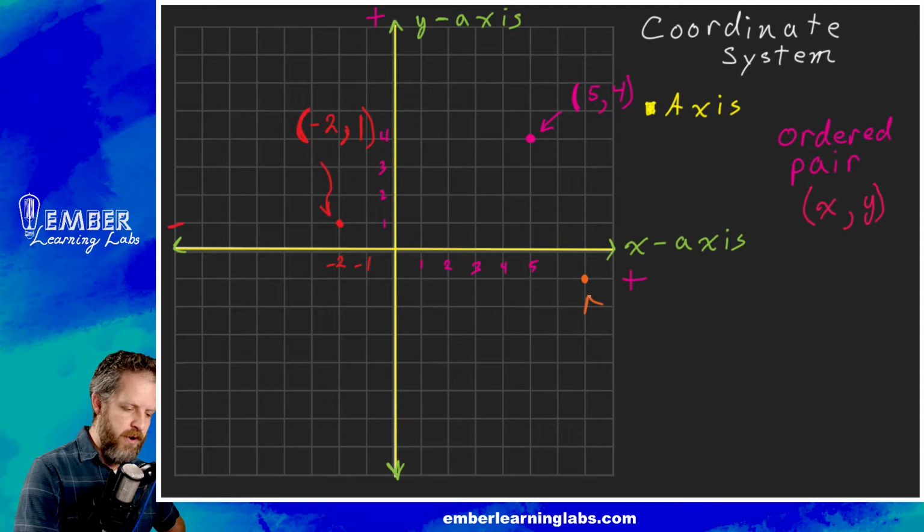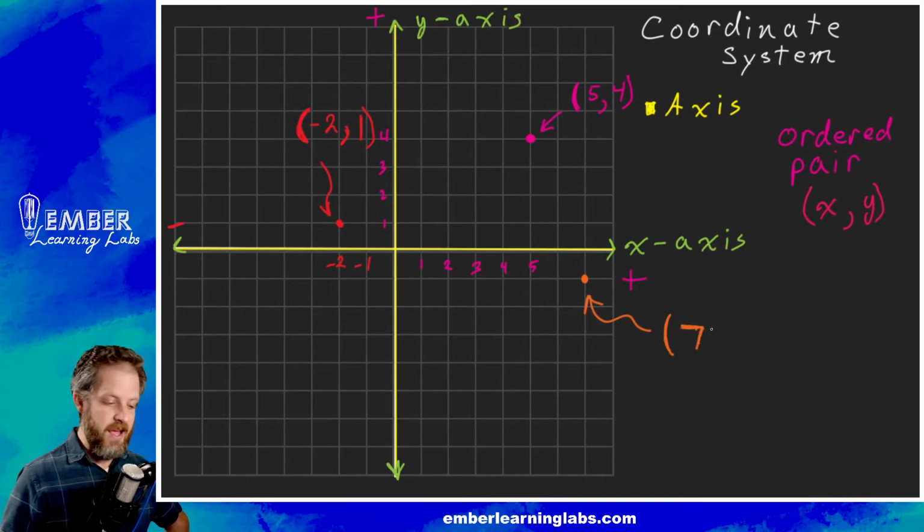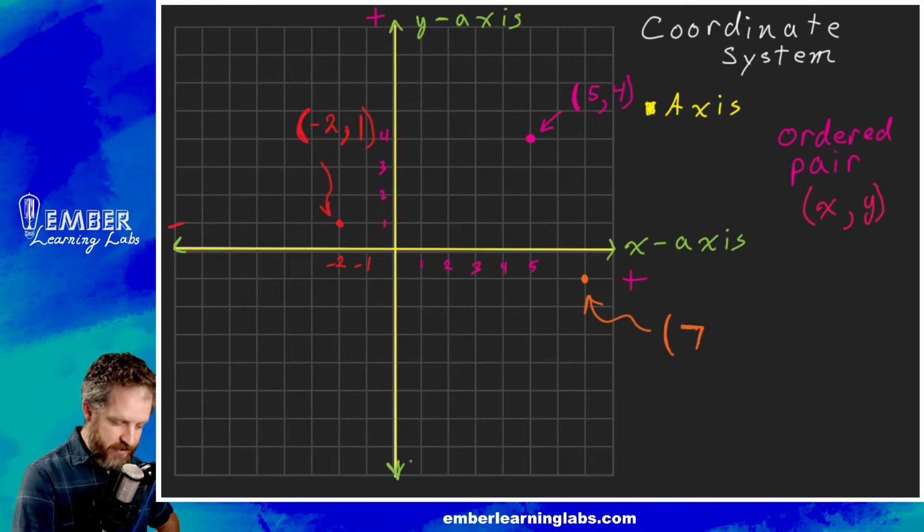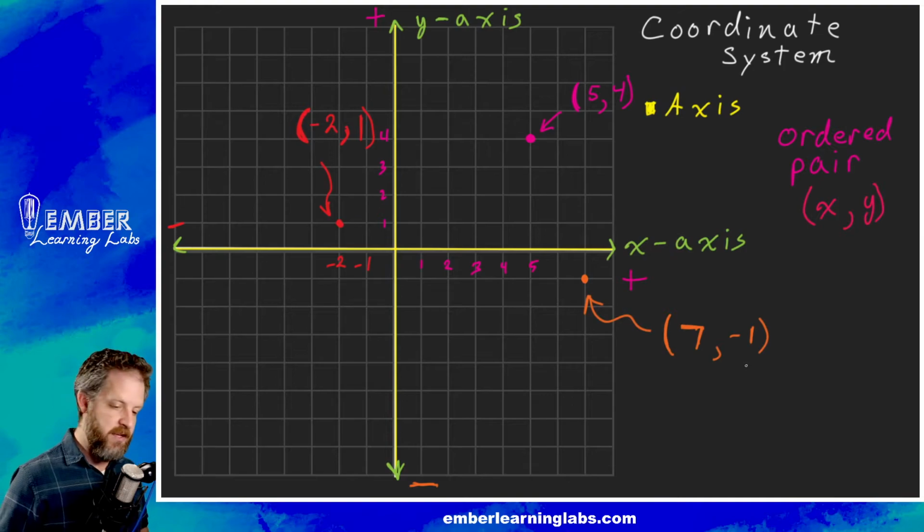So where would this point be? This point we counted over 5, 6, 7 on the x-axis. +7 because it's to the right. But now, if up is positive on the y-axis, then down has got to be minus or negative. It doesn't look right because that crookedness doesn't look right. There we go. So this is negative y-axis. So we went down 1. So 7, comma, -1. Easy peasy.